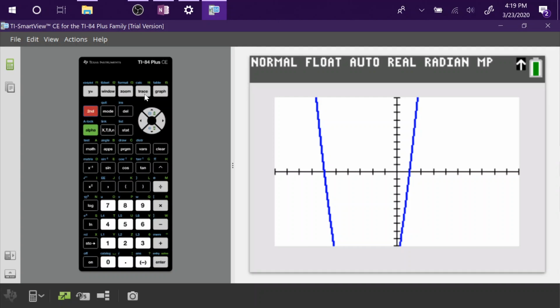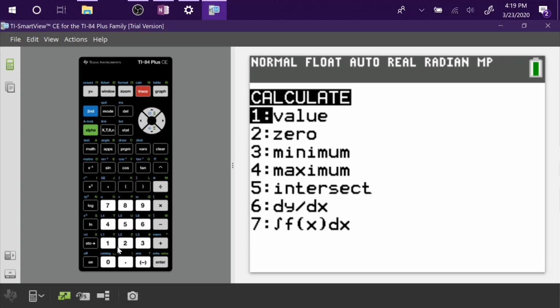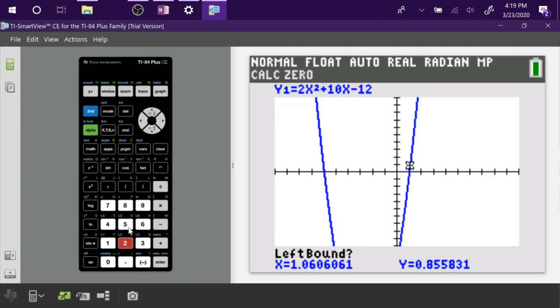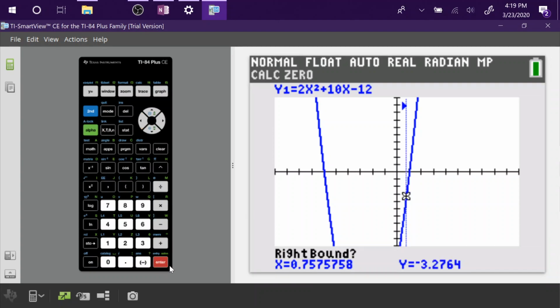After we verified that both of our solutions are in our viewing window, we're going to go to Second, Trace to get this Calculate menu. And we're going to select number 2, which is 0. It's going to pop up and ask us for a left bound. So we want to move to the left of one of our places that the graph crosses the x-axis and hit enter. And then we want to move to the right of the same place on the x-axis. And then we want to move back to the middle for guess.